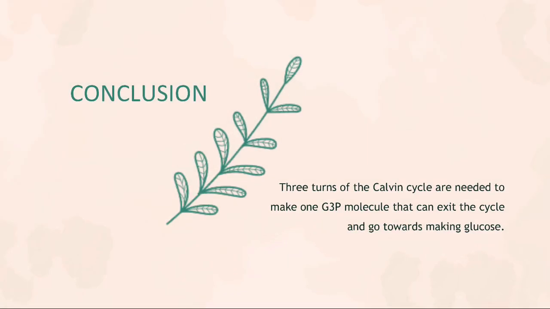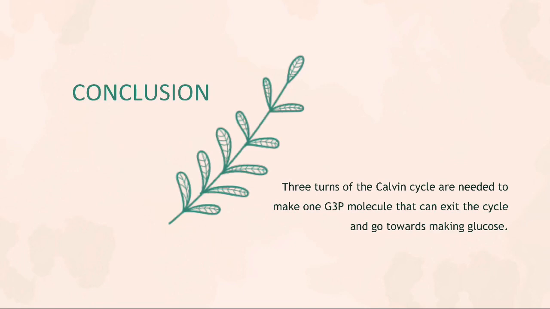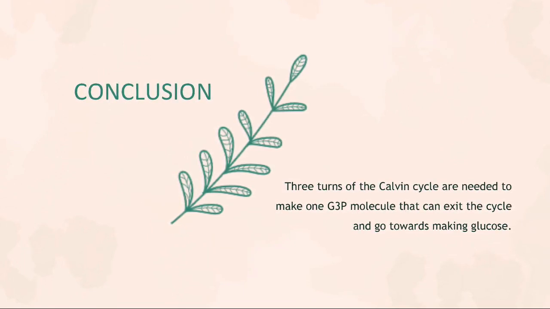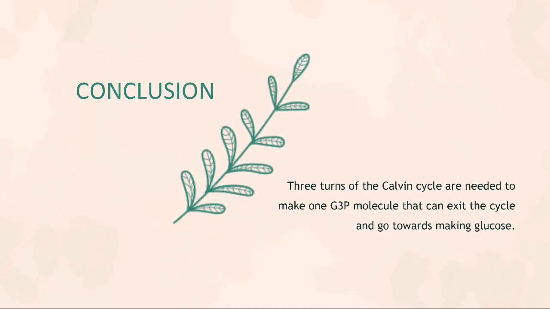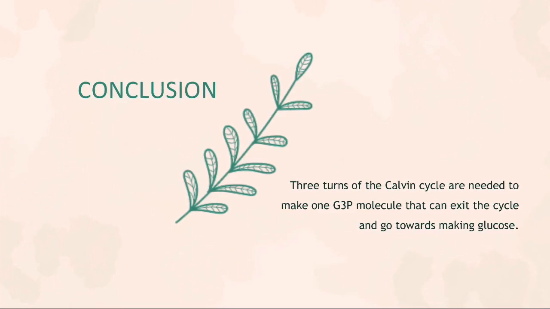In summary, it takes 6 turns of the Calvin cycle to fix 6 carbon atoms from carbon dioxide. These 6 turns require energy input from 12 ATP molecules and 12 NADPH molecules in the reduction step and 6 ATP molecules in the regeneration step.